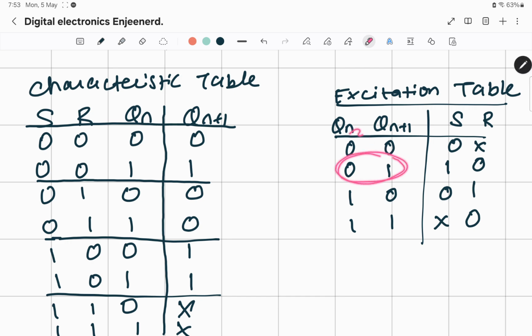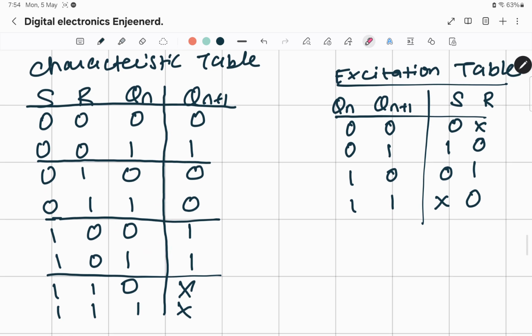For 0, 1, Qn and Qn plus 1 is 0, 1. So Qn should be 0 and this is 1. So I find here one single combination like this. For this, my SR is 1, 0. So I will straight away write it 1, 0. There is no other combination with the same value of 0, 1 here, right? You only have 1. For 1, 0, you have 0, 1. So I will write it 0, 1.